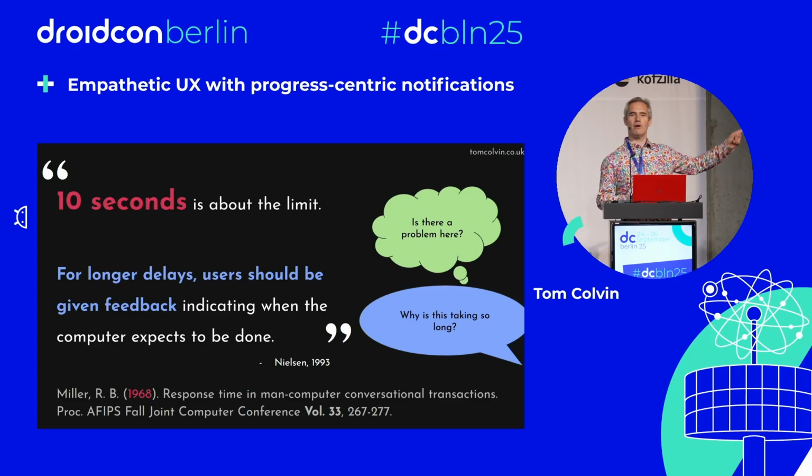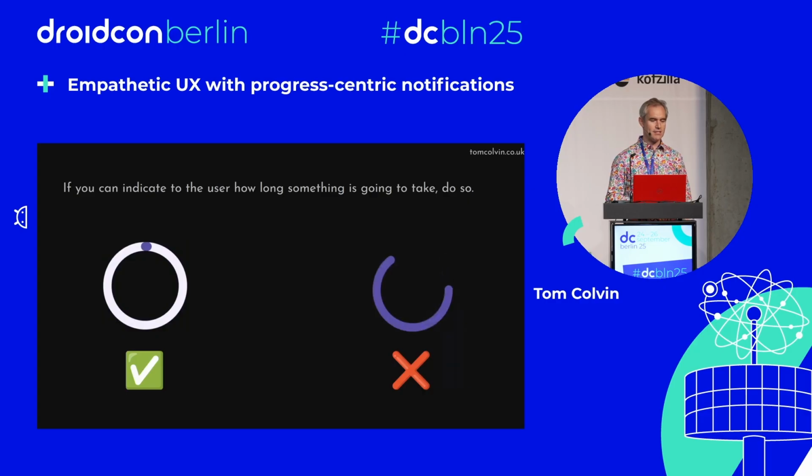That is the oldest quote that I've ever had in any of my talks. But it's kind of satisfying to find something that is so immutable in our ever-changing industry. The advice: give them 10 seconds. If you take more than 10 seconds, then you need to be giving information on how long something is going to take. So rule one of progress bars is, if you can indicate to the user how long something is going to take, then do so.